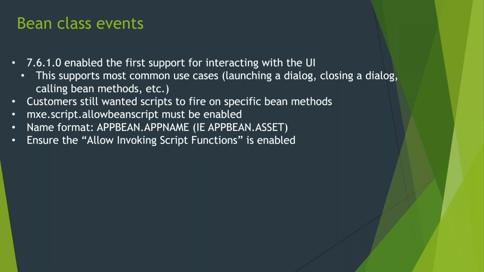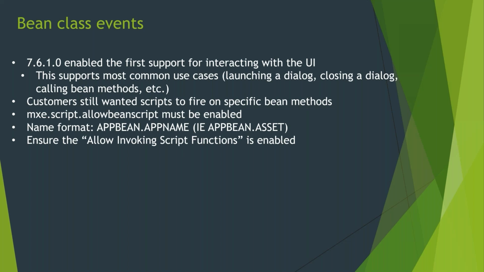But there are a lot of scenarios that customers have looked for that really need to be done in the bean class. So what we wanted to do is provide a simple way of interacting with those methods from an automation script. In the past, there are certain things you could do, especially if you had an action launch point, like a push button as an example. You could interact with the UI starting in 7610, where you can do things like open a dialog, close a dialog, call other bean methods. But let's say you wanted something like the initialize of that app bean.